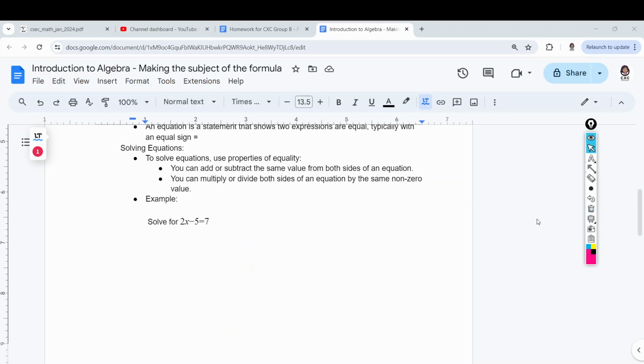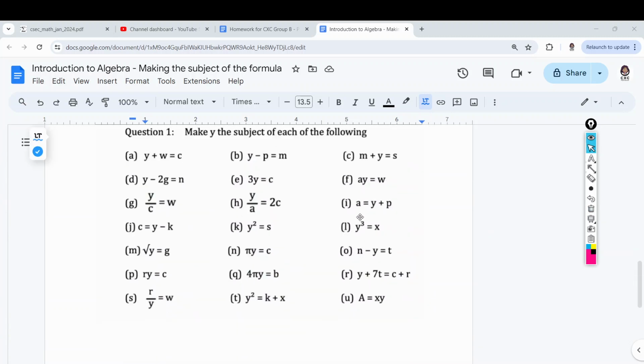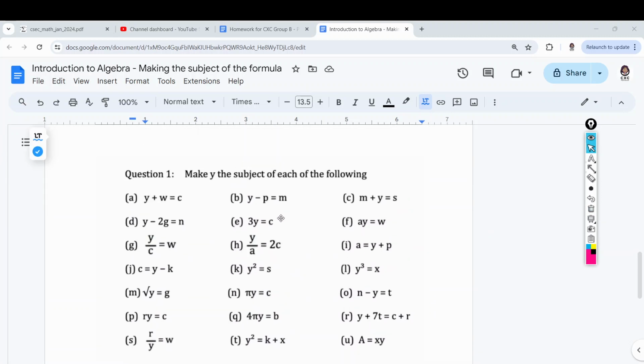So let's go down now. I'm going to go down to some questions here, and it says make y the subject of the formula. So I'm just going to explain. What does it mean when it says make y the subject of the formula? Guys, it typically means that they want you to have y on one side, right? And everything else on the other side. Does that make sense? So we need to have y by itself.